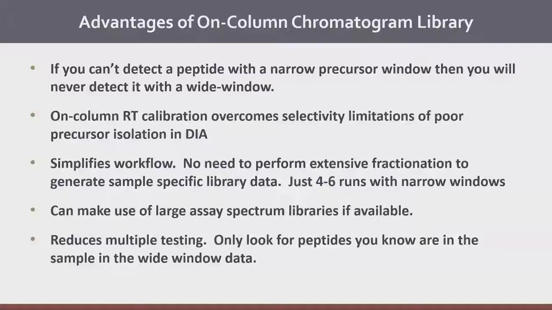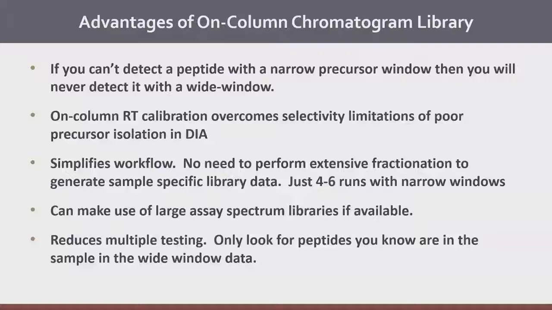The other nice thing about it too is that our DIA data is collected on the same sample matrix, so we're not biochemically fractionating it. So the retention time reproducibility is very high. On-column retention time calibration overcomes selectivity limitations of poor precursor isolation in DIA. So we know that DIA has a negative component because it has this poor precursor isolation. You can overcome this by having a really strong feature in the machine learning for the retention time. It simplifies the workflow. No need to perform extensive fractionation. You don't need to run 33 biochemical fractionations of reverse phase, strong cation exchange, et cetera. It's just 4 to 6 runs with narrow windows every single time to calibrate your runs.